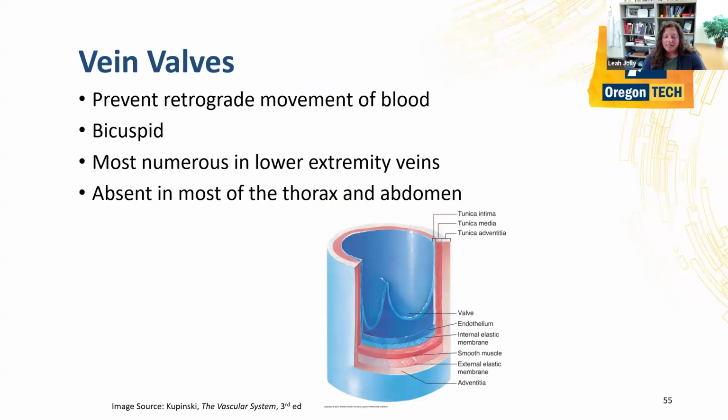Veins also have valves, and the job of these valves is to prevent retrograde movement of blood. So especially in the lower extremities, that blood is fighting against gravity to get back to the heart. So the valves help to keep blood flowing in the right direction. They are bicuspid valves. And as we move into the thorax and abdomen, most of the vessels there don't actually have valves. So much more common in the upper and lower extremities, and especially the lower extremities, like I said, because we're fighting more against gravity as we stand and walk around.